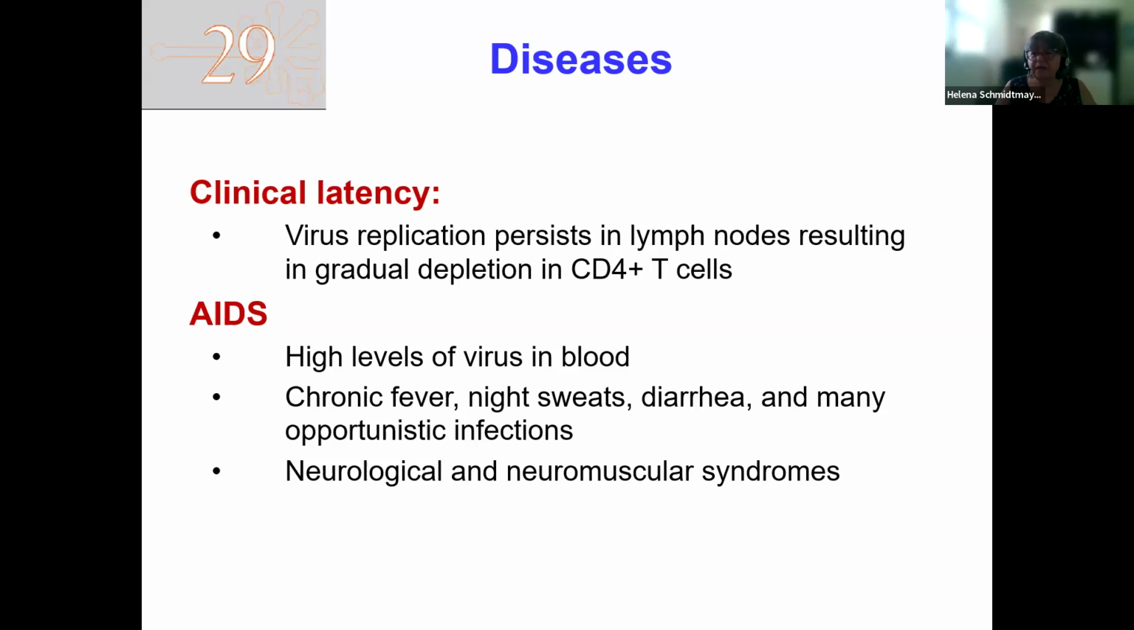Its sign is depletion of CD4, the level of CD4 dropping below 200 per microliter of blood. There is chronic fever, sweat, diarrhea, opportunistic infection, neurological manifestation, also neuromuscular syndrome, kidney failure, opportunistic infections such as Kaposi sarcoma.